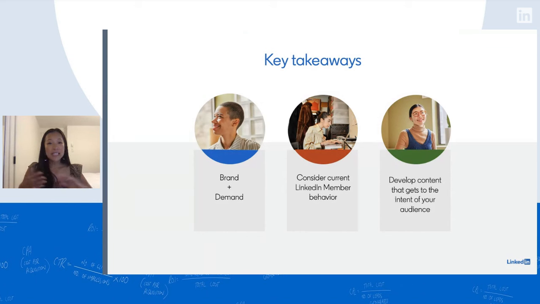And from a key takeaway perspective, first and foremost, let's start to look at incorporating both brand and demand in our strategies, specifically on LinkedIn. To consider the current LinkedIn member mindset and behavior. Why are they coming to the platform? Why are they engaging with content? And use it as a lens to talk about the content that you're developing today. And then finally, develop content that helps to get to the intent, or what's important to your audience.